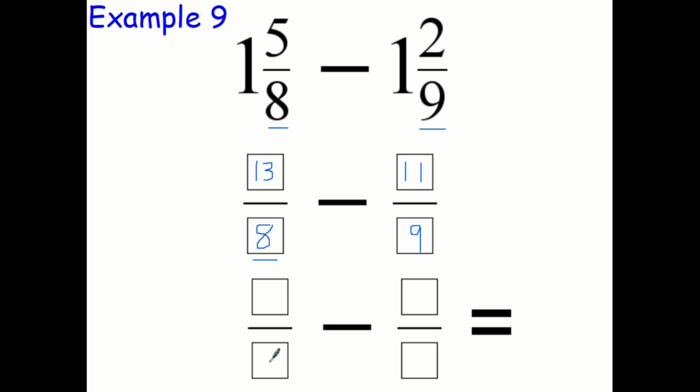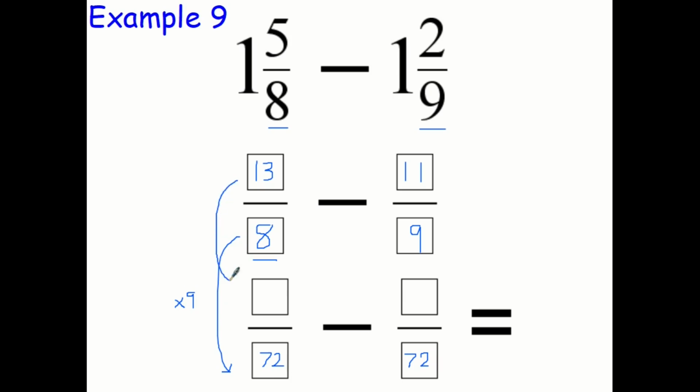Then I have to find a common denominator. The lowest common multiple of 8 and 9 is just the product of those two numbers, which is 72. 9 times 8 is 72. Then I ask myself, how many 8s in 72? There are 9. So now I have to do 13 times 9.